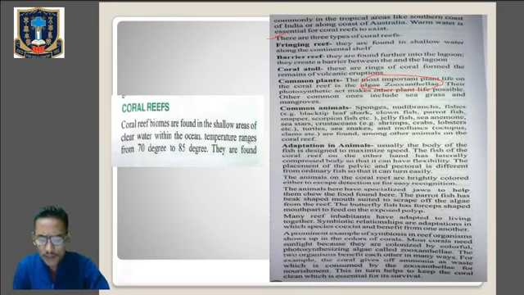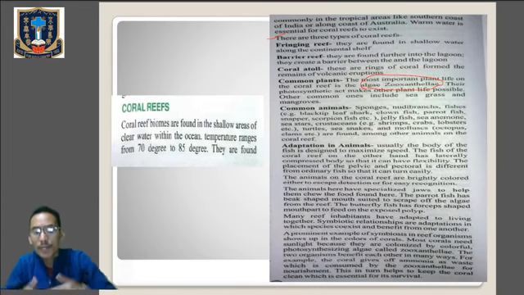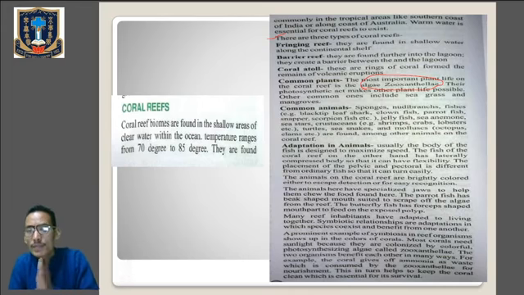Animals present include sponges, nudibranchs, fishes like blacktip reef shark and clownfish, jellyfish, sea anemones, sea stars, crustaceans like shrimps, crabs and lobsters, turtles, sea snakes, and mollusks. Now let's see the adaptations in animals. Usually the body of a fish is designed to maximize speed. The fish of the coral reef, on the other hand, has a laterally compressed body, so that it can have much more flexibility.